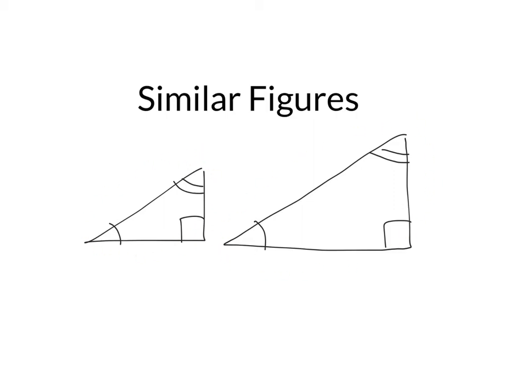So if this is the original and this is the next one, this is actually called a dilation. It's getting bigger. And if we're saying this is the original and this is the new one, that is called a reduction. It is getting smaller. So there's some math terms. Now let's apply some of this information about similar figures.